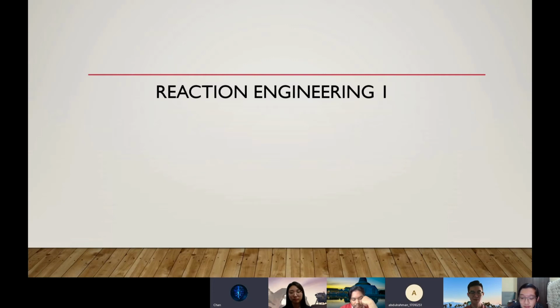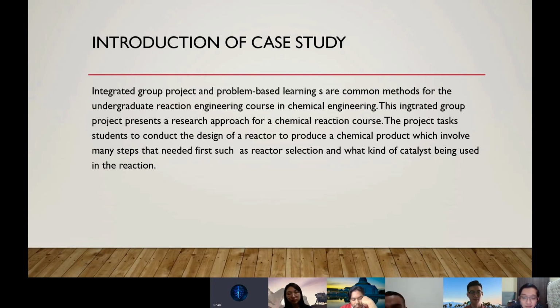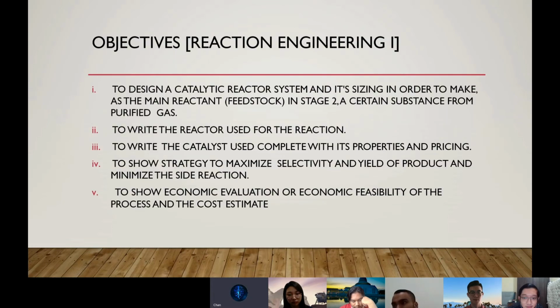Integrated project and problem-based learning are common methods for undergraduate reaction engineering course in chemical engineering. There are a couple of objectives for the reaction engineering. First one is to design a catalytic reactor system and its sizing in order to make it as the main reactant in stage 2.